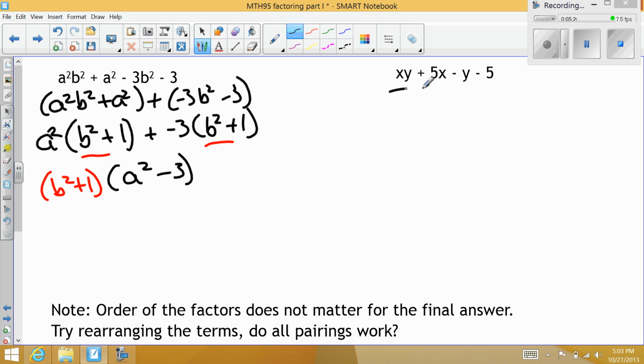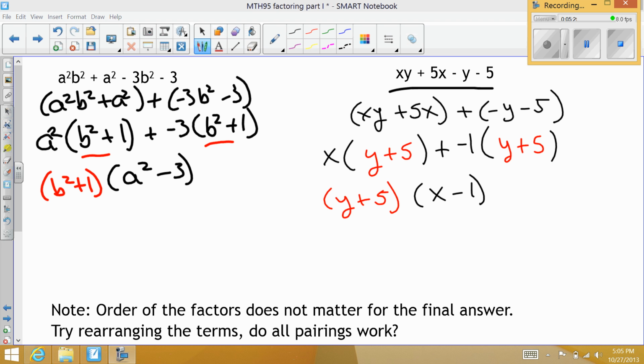Okay, why don't you try this next one, and I'll pause for a minute. All right, did we get the same result in that third example? The first pair, xy plus 5x, x is common, so factor the x out, leaving behind the y plus 5. On the second pair, a negative, so let's make it a negative 1 for ease. Notation is common, so we'll factor out the negative 1, leaving behind the y plus 5, as negative 1 times y is negative y, negative 1 times 5 is negative 5.